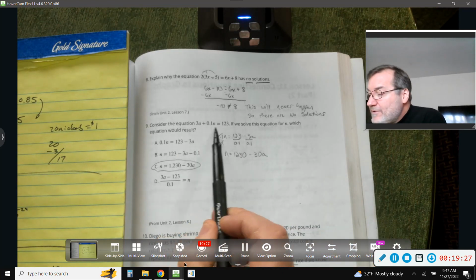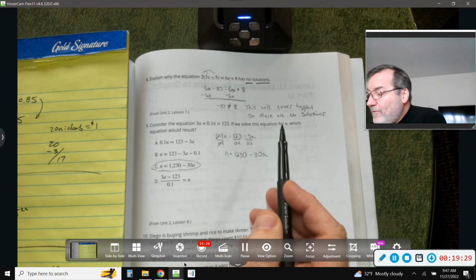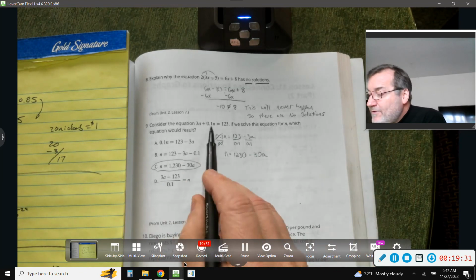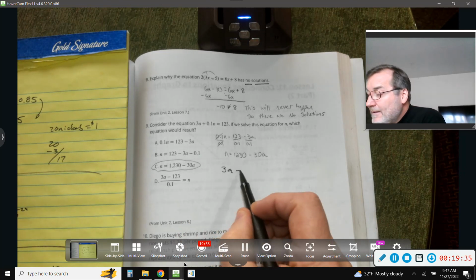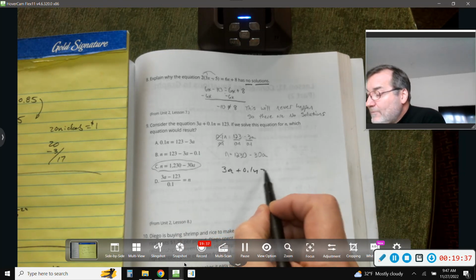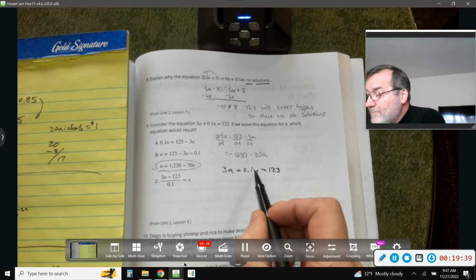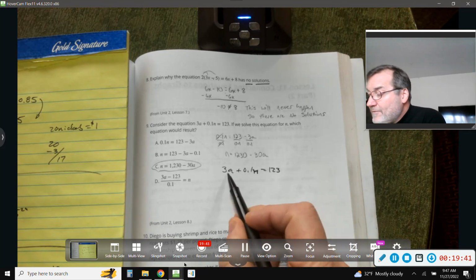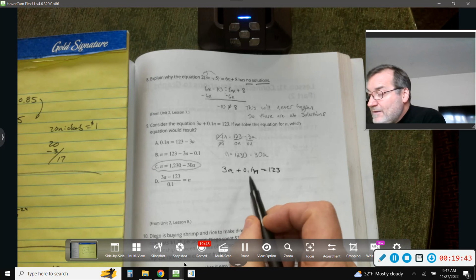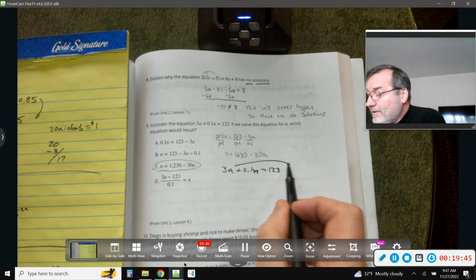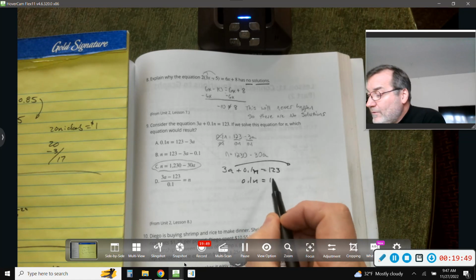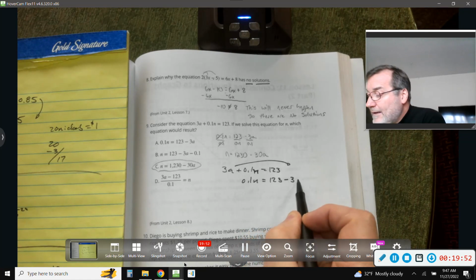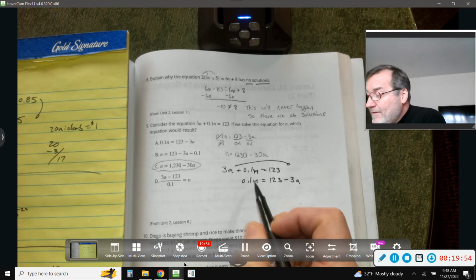Consider this equation right here. If we solve the equation for n, which equation will result? Alright, so let's just take this thing. What did they do? They said, okay, I got 3a plus 0.1n equals 123. Okay, I'm solving for n. So first I got to use addition and subtraction to get it all by itself. So I'm going to move it over to here by subtracting 3a. So 0.1n equals 123 minus 3a. And then I divide everything by 0.1.